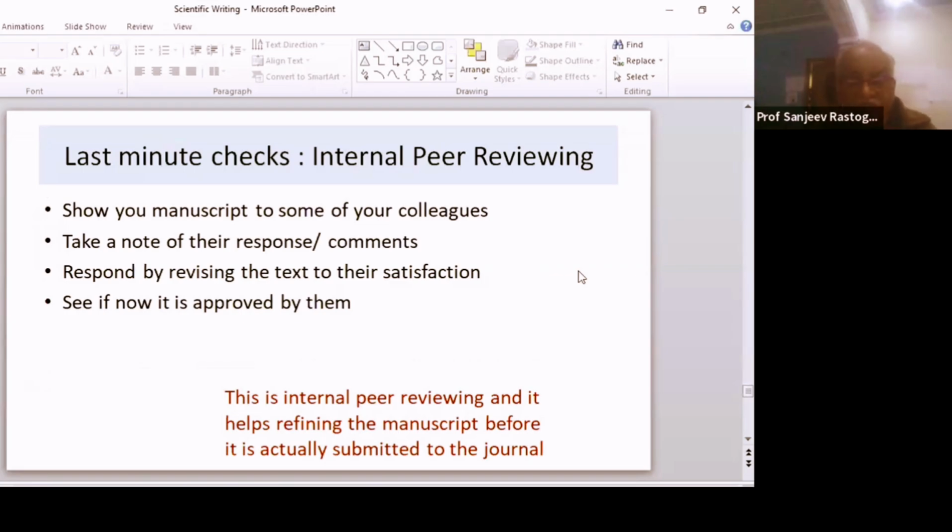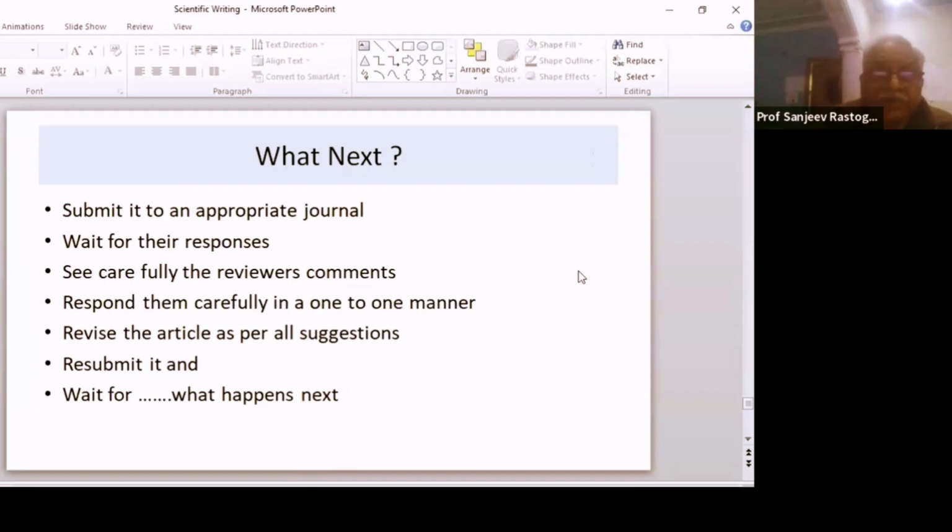They can give you some of their responses, some of their comments. You need to respond to their comments by revising the text to the level of their satisfaction. If they are satisfied, you can think that people who are not from your peer group, if they are reading your manuscript, possibly would also be happy. If it is approved by them, we call this internal peer review, and it helps the refining of the manuscript before it is actually submitted to the journal.